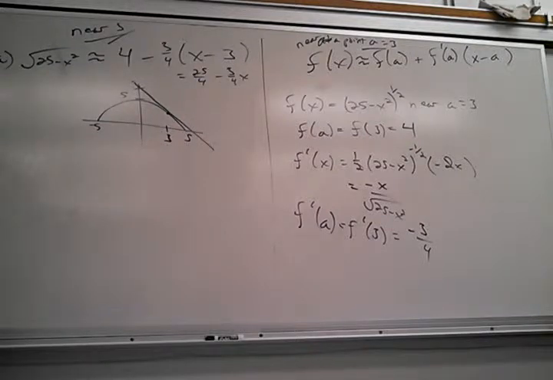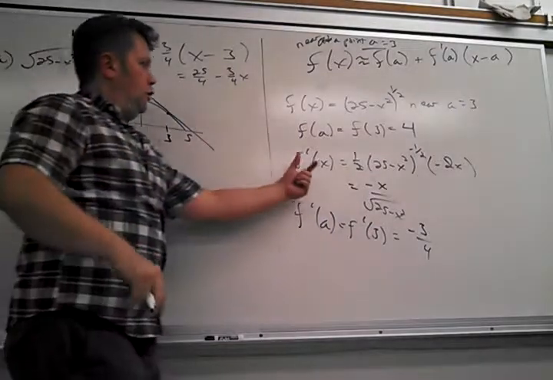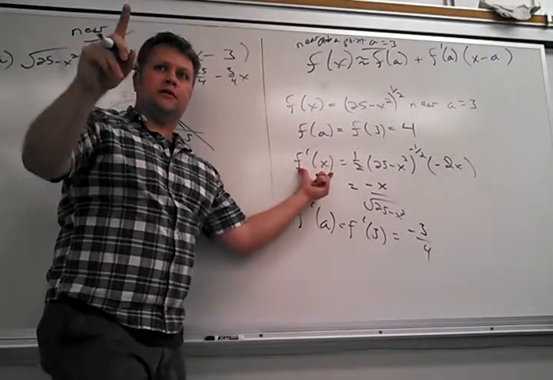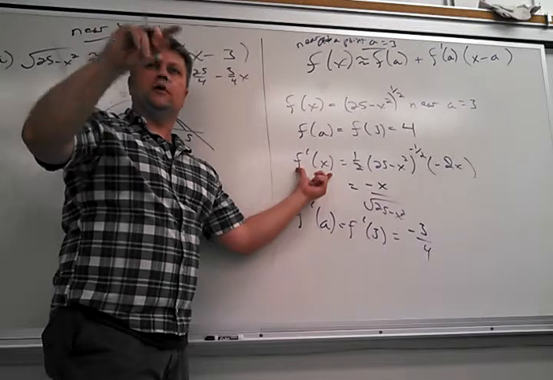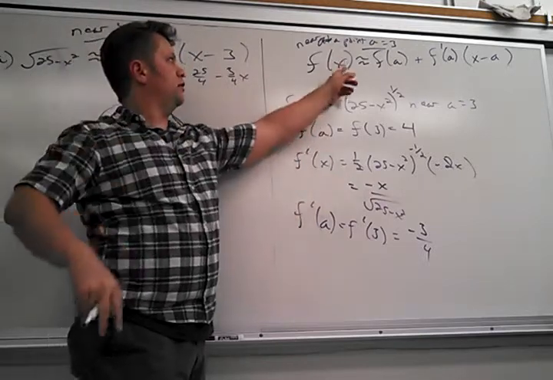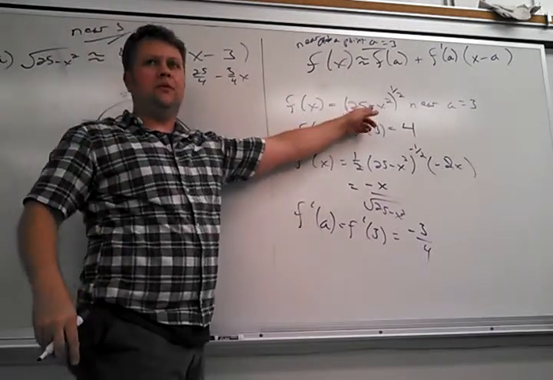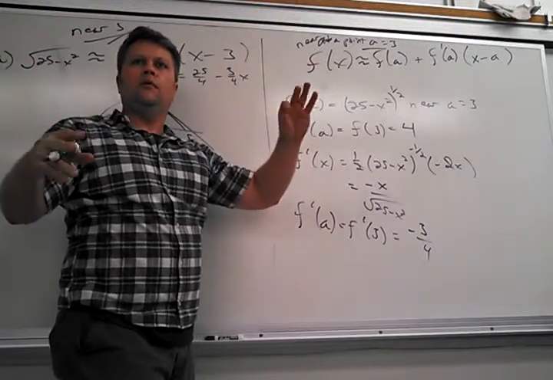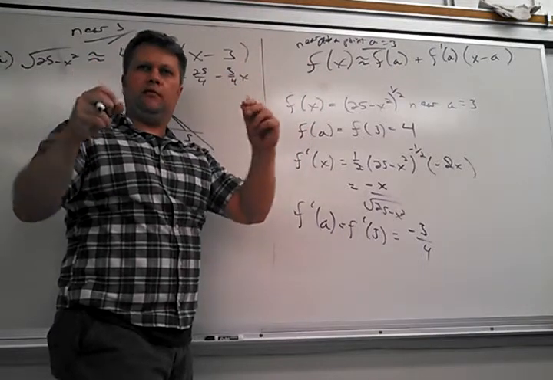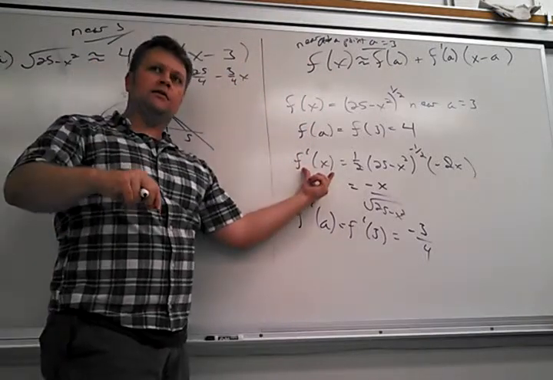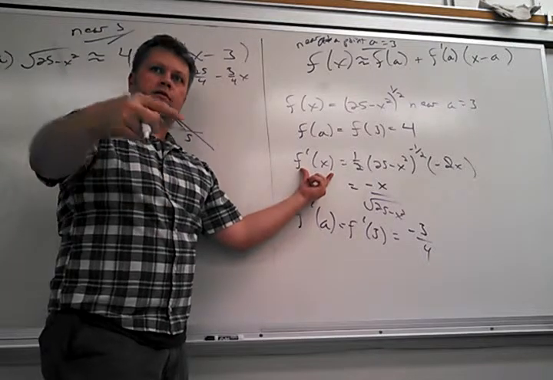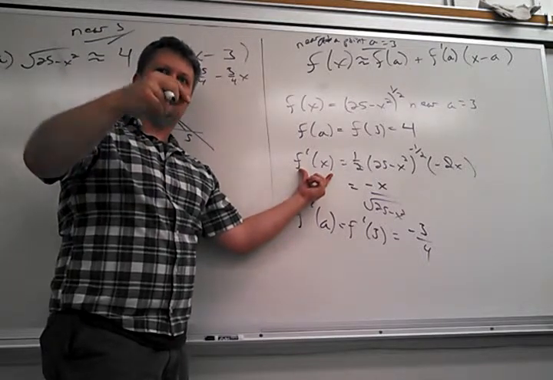Wait, why isn't f prime 0? Because I have to know what f prime of x is first. See, this is the whole thing about plugging a value in too early. If I plug 3 into my function, I get a number whose derivative is 0. But what does f prime of 3 really mean? Find f prime of x, and then plug 3 into it. Does that make sense? Yeah.